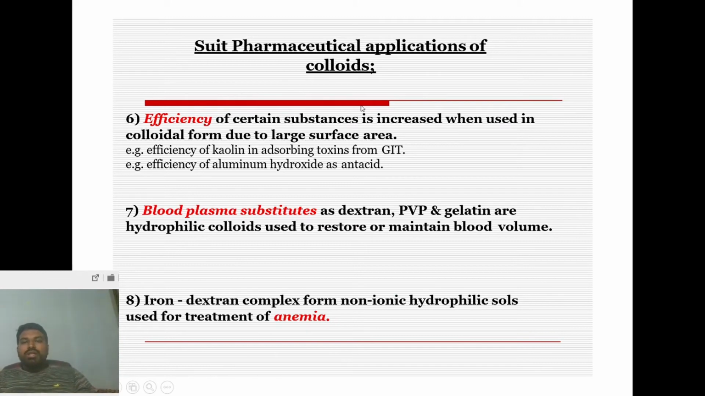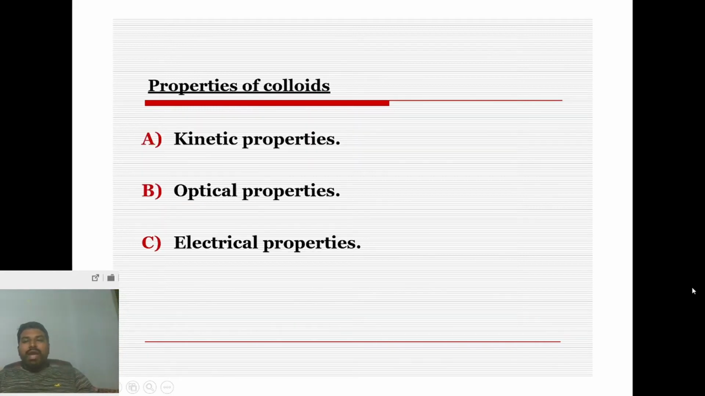More pharmaceutical applications of colloids. The efficiency of certain substances is increased when used in colloidal form due to large surface area. For example, the efficiency of kaolin in absorbing toxins from the gut, and of aluminum hydroxide as an antacid. Blood plasma substitutes such as dextrans, PVP and gelatin are hydrophilic colloids used to restore or maintain blood volume. Iron dextran complex forms non-ionic hydrophilic salts used for treatment of anemia.